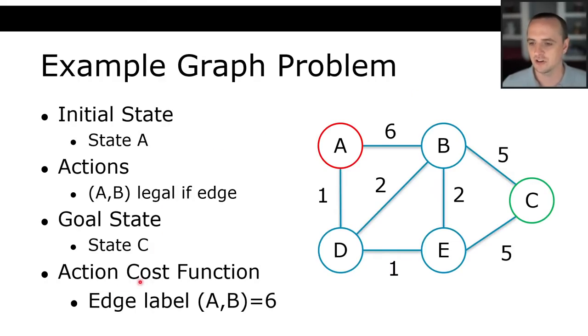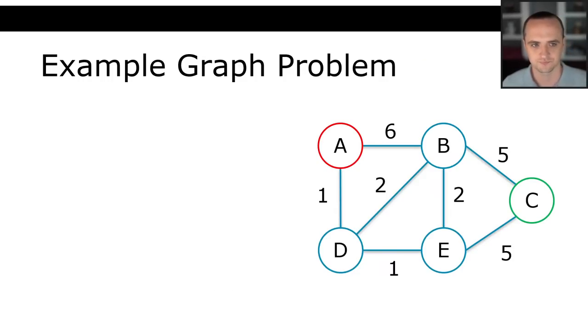And the action cost function is going to be the edge label here. So for example, the cost of going from A to B is 6 because we have this here. Cool. That's pretty intuitive, and you have probably seen something like this in a previous programming or algorithms course.